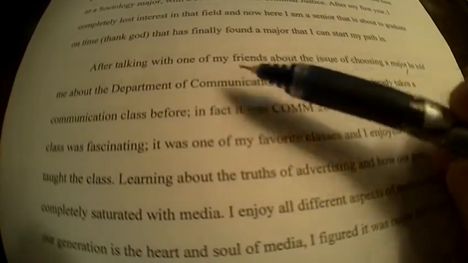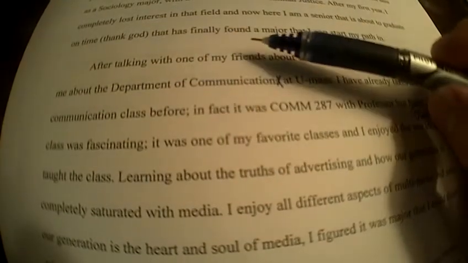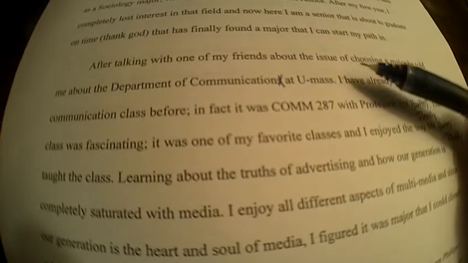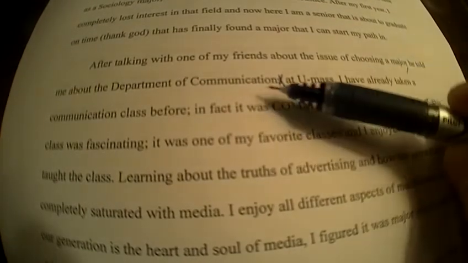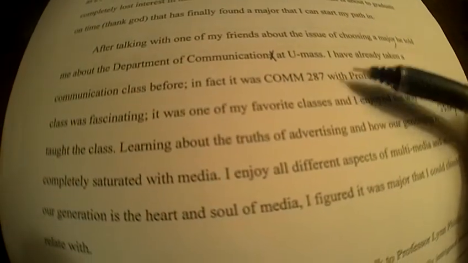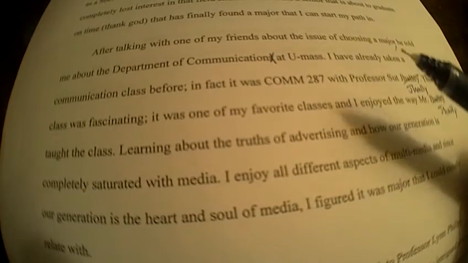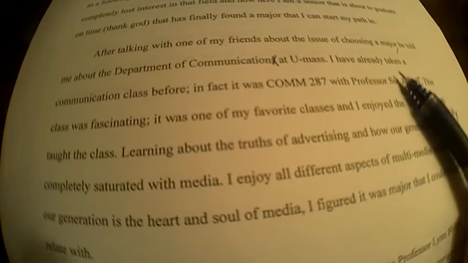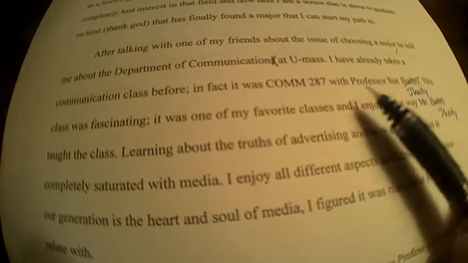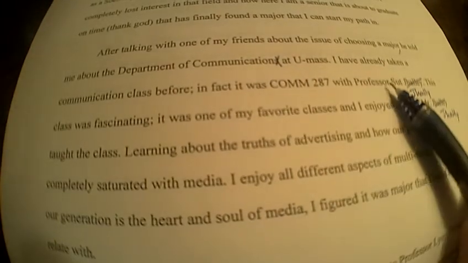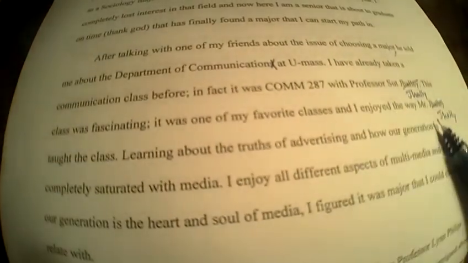So here the idea is about how the student, the author, got introduced to the communication major at UMass. Then in the following sentence, it's not so much about introduction, but more about a particular course, Comm 87 by Professor Sotjali.